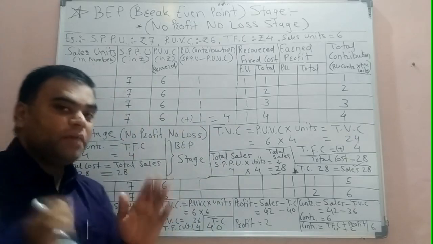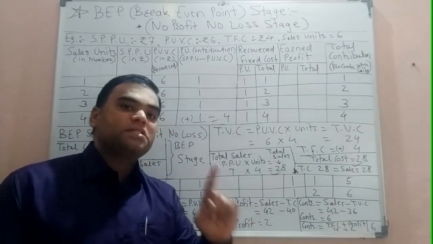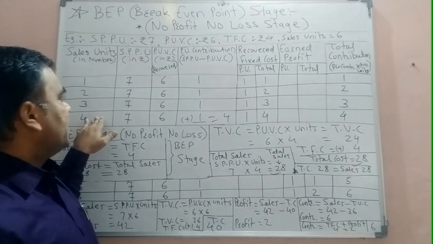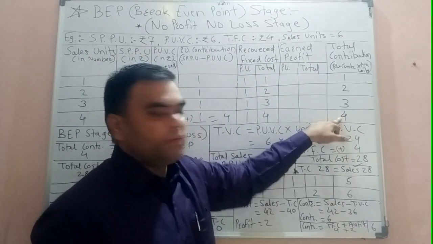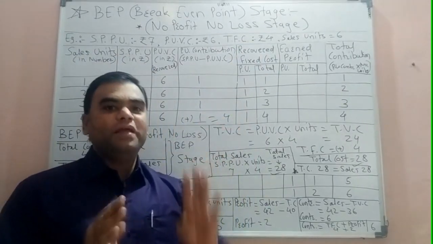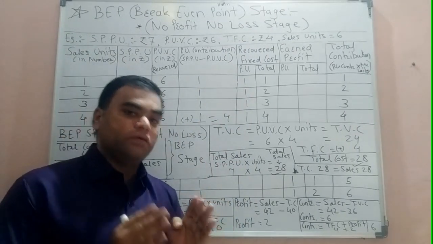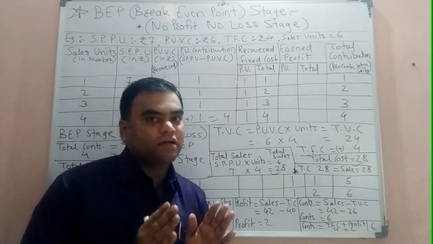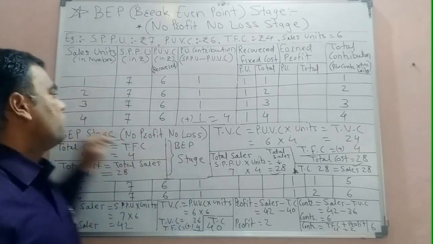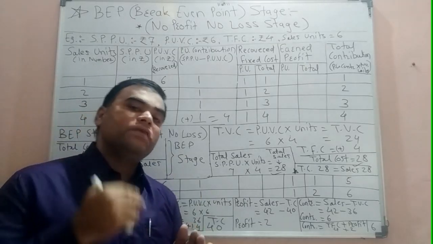How? You can see. When the BEP stage comes, as we have discussed, our total contribution becomes exactly equal to total fixed cost. Now you can see, after selling the 4th unit, our total contribution became rupees 4 and our total fixed cost is also rupees 4. Means at the point of the 4th unit sale, after 4 units sold, the BEP stage has come. So how many are the BEP units? 4 units. BEP units are 4 units.